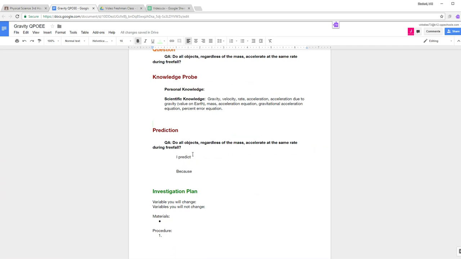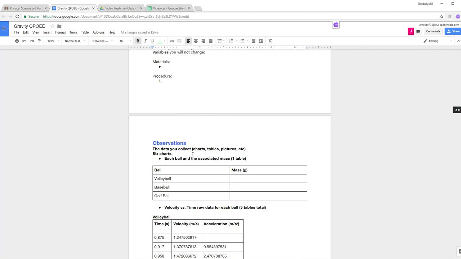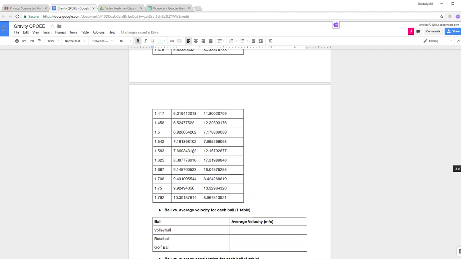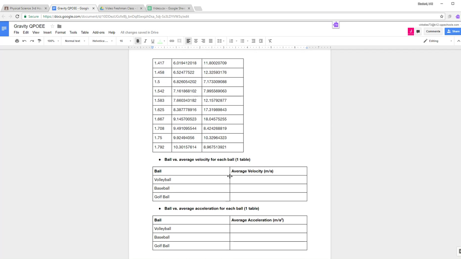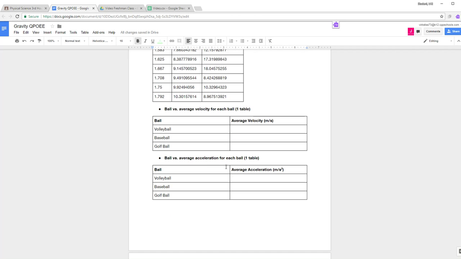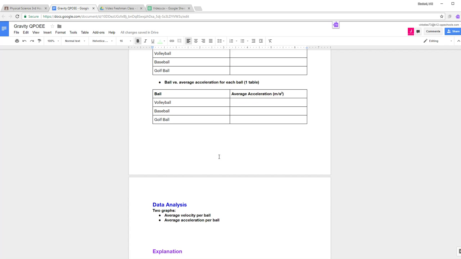And let's see, investigation plan, we have that. And if you did 2 ball drops, you'd have 2 of these data tables. You had to calculate average velocity, and we learned how to do that using a function. And average acceleration, we did that using a function. So that was pretty straightforward there.